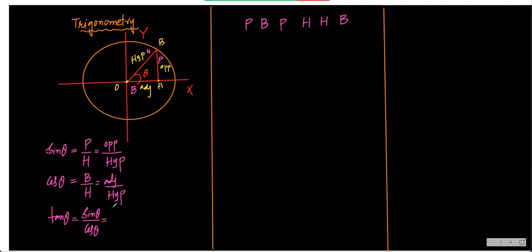Here the sin theta value is, you can see, opposite by hypotenuse, divided by the cos theta value, which is adjacent by hypotenuse. This hypotenuse cancels. We get our answer: opposite by adjacent. It is the value of tan theta. Sin, cos, tan.